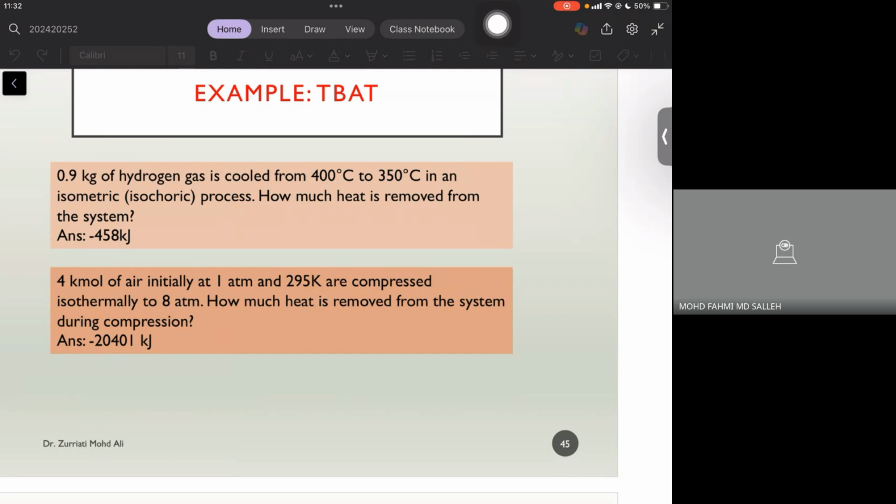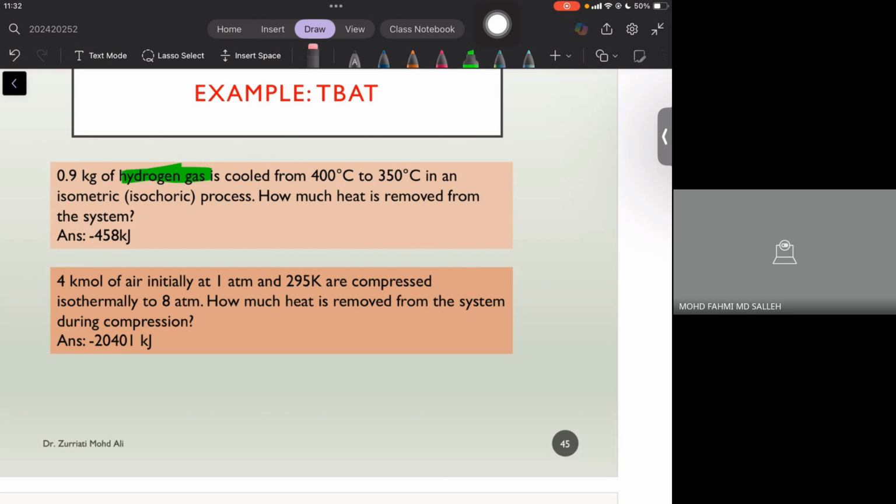Alright, so now let's proceed to the other example for Tbat. The next question is: 0.9 kilogram of hydrogen gas is cooled from 400 degrees Celsius to 350 degrees Celsius in an isochoric process. How much heat is removed from the system? So here, the substance is hydrogen gas.